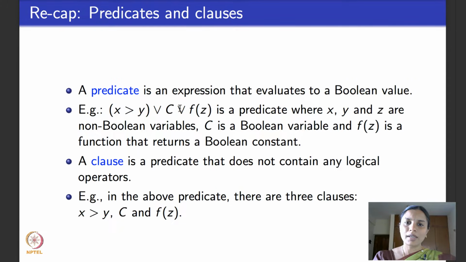F of z is directly ORed with these two other clauses, so F of z better be a function that takes z and returns either true or false. So x is greater than y will be either true or false. C is a Boolean variable. F of z is a function that returns a Boolean value, so I can OR these three and get a true or false value for this predicate. Each of the three entities in this predicate are what are called clauses. A clause is a predicate that does not contain any logical operators, right?